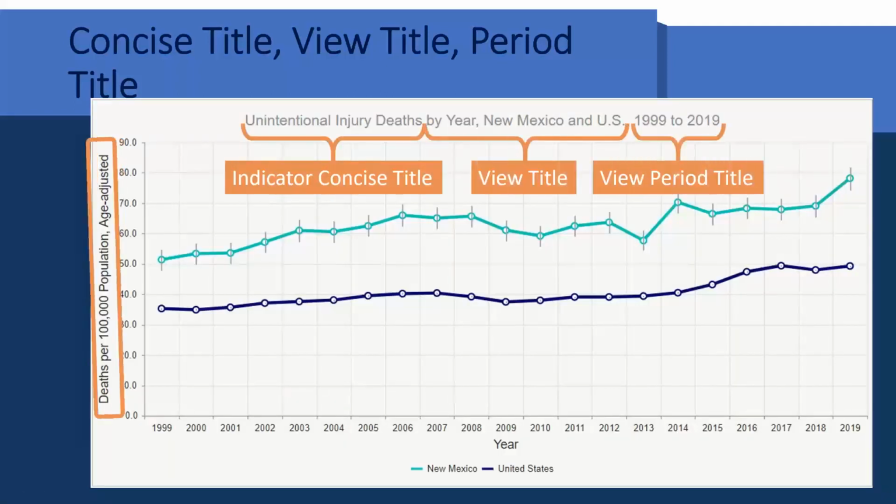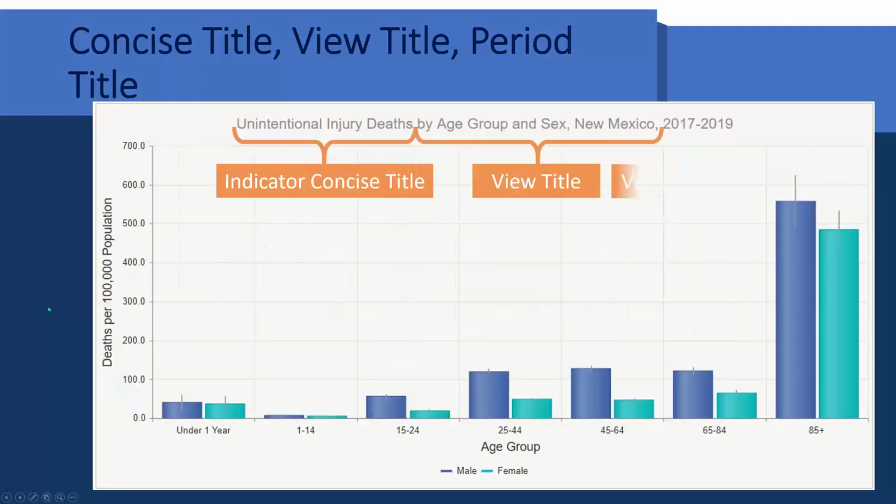So here's another example for unintentional injury deaths, view title, period title, and here's the measure title, which you can also overwrite. Another example, crude rates for injury deaths because it's by age and sex.